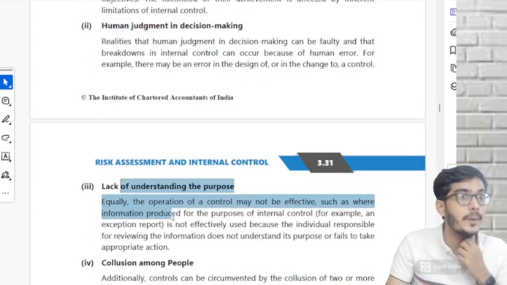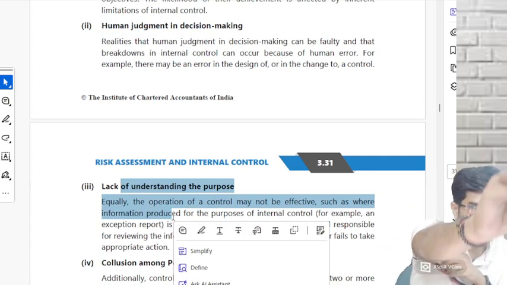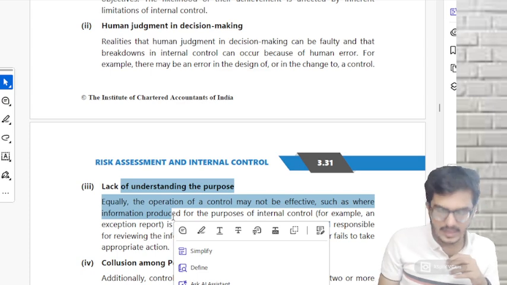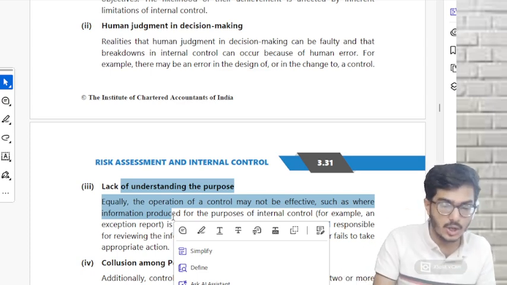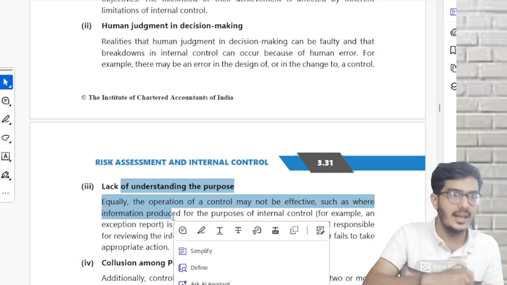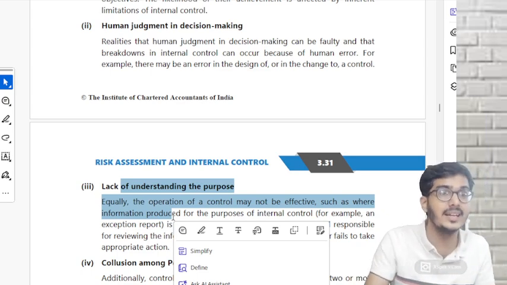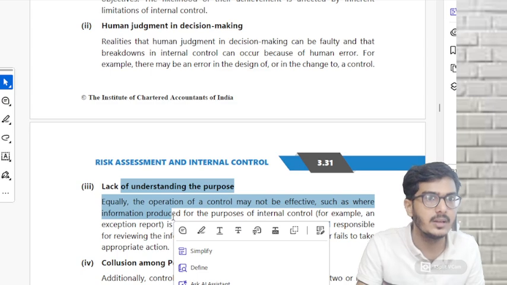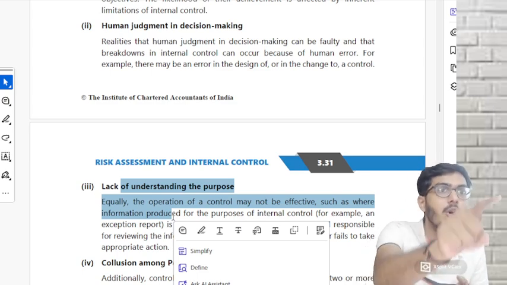Lack of understanding the purpose. I have given you a rule. Kaushal, whenever you take any cash out of the drawer for any expenditure, you must tear a cash receipt, sign it, put the date, and write the purpose. Why did you take out that money? You are not following it. You are not understanding your purpose.